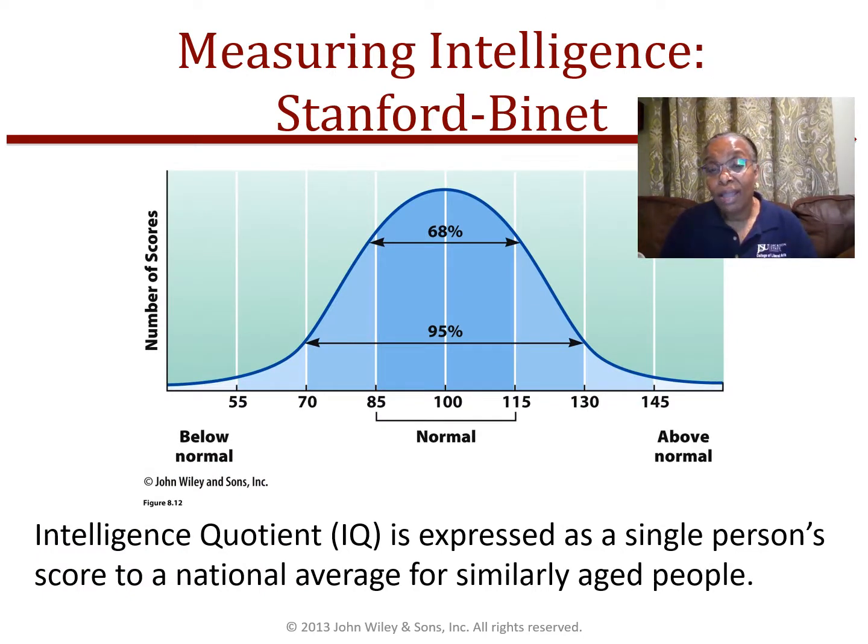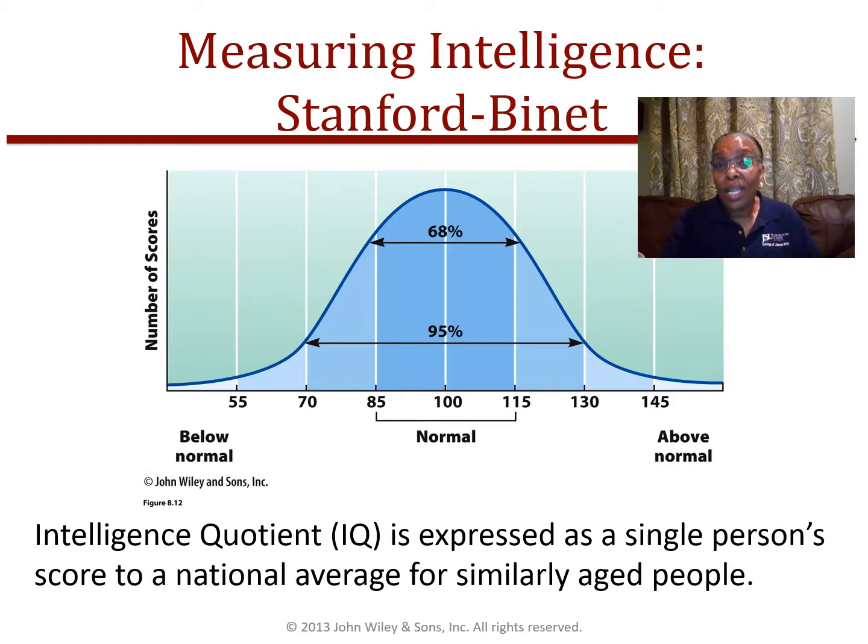Now we're going to start talking about the Stanford-Binet and how we measure intelligence. This is the distribution of scores that the Stanford-Binet intelligence test has come up with. 68% of children scored within one standard deviation, and a standard deviation here is 16 points, either above or below the national average of 100 points. So about 16% would score above, which is 116, and 16% below, which would make that 84.